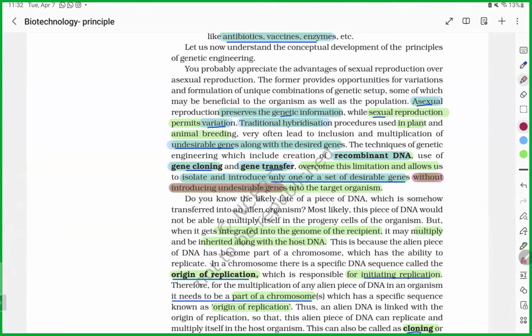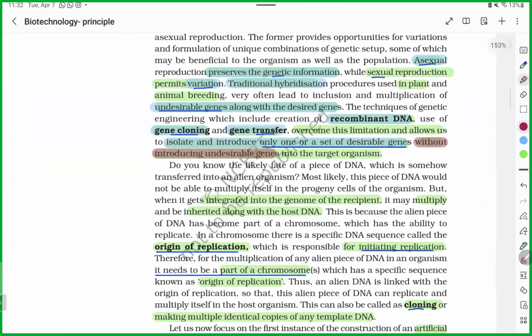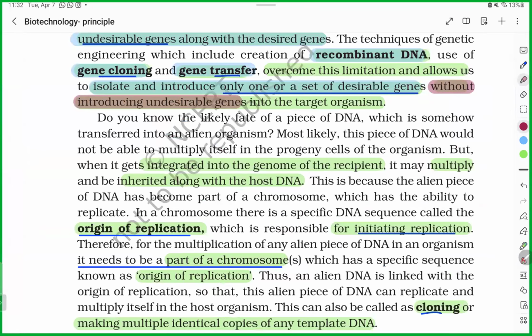Okay. So if you see what happened in biotechnology, this DNA most likely cannot multiply anywhere. But if you connect the DNA with the recipient's DNA, the DNA of the host cell, you can multiply it in the host organism. Correct? But if you want to multiply your DNA, you have to attach it with a specific site known as the origin of replication site.